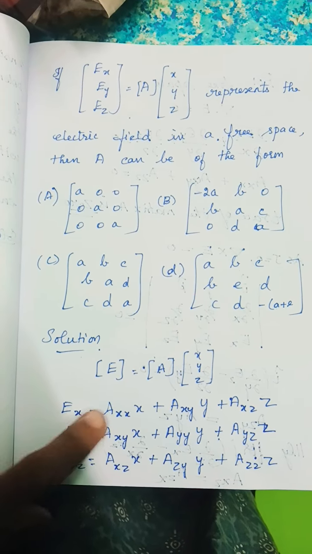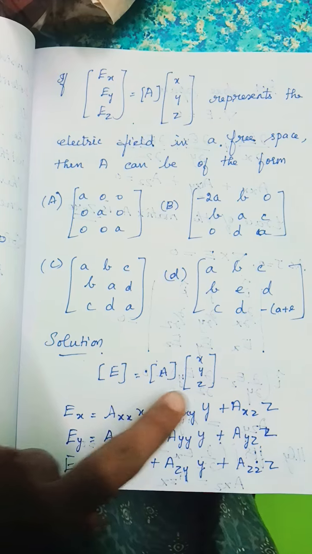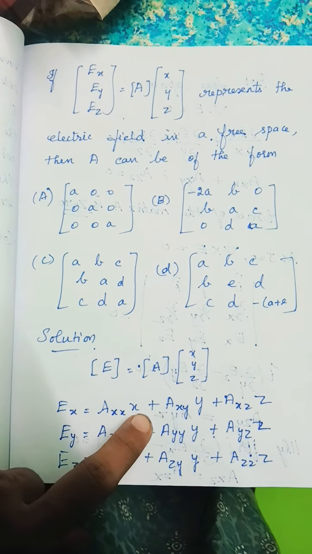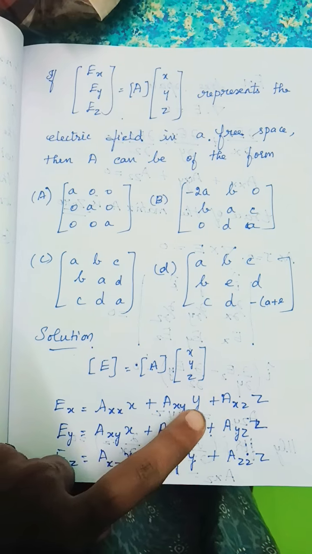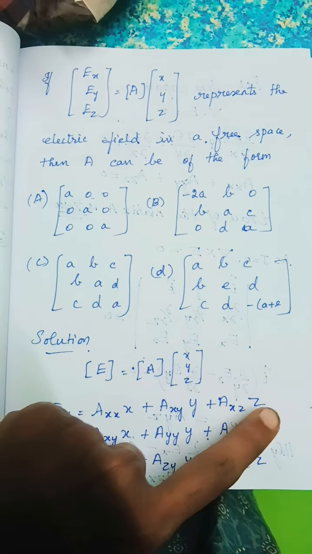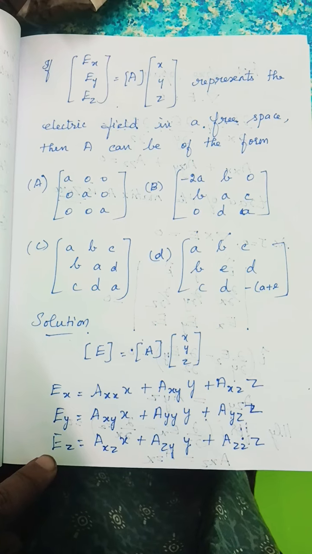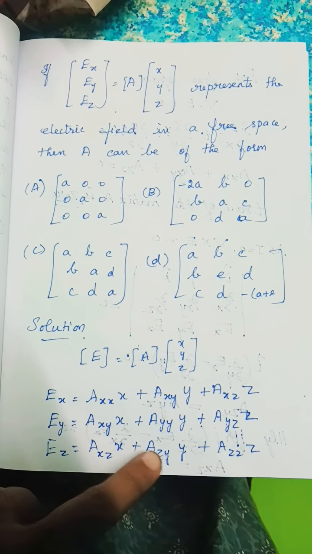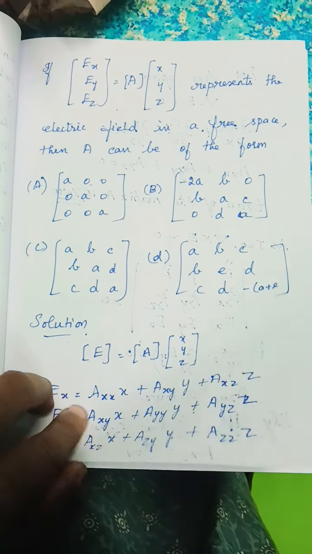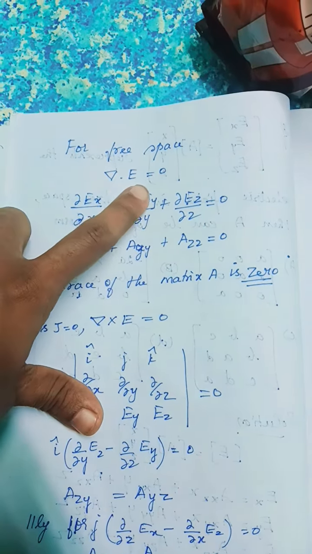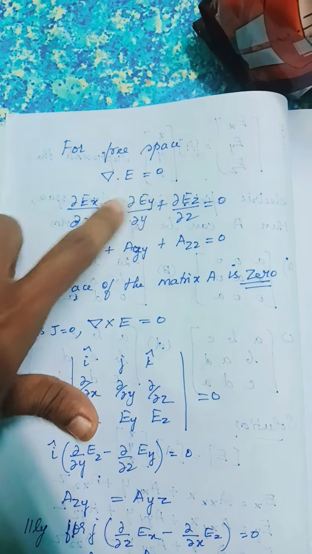Writing E equal to A into xyz in equation form, Ex equals Axx into x, plus Axy into y, plus Axz into z. Similarly, we write the equations for the 3 components of the electric field. Since for free space the charge density is 0, del dot E equals 0.